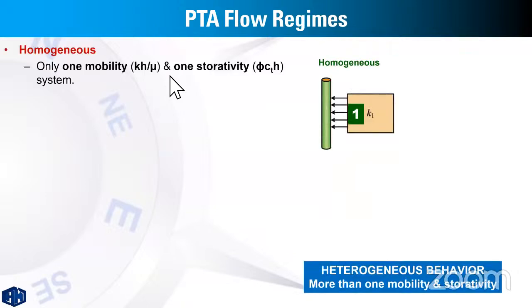If we need to highlight the flow regimes for the reservoirs, generally, if you have a homogeneous reservoir, it means we have one mobility and one storativity. So the fluid will be coming from porous media to the bottom of the well through well completion.